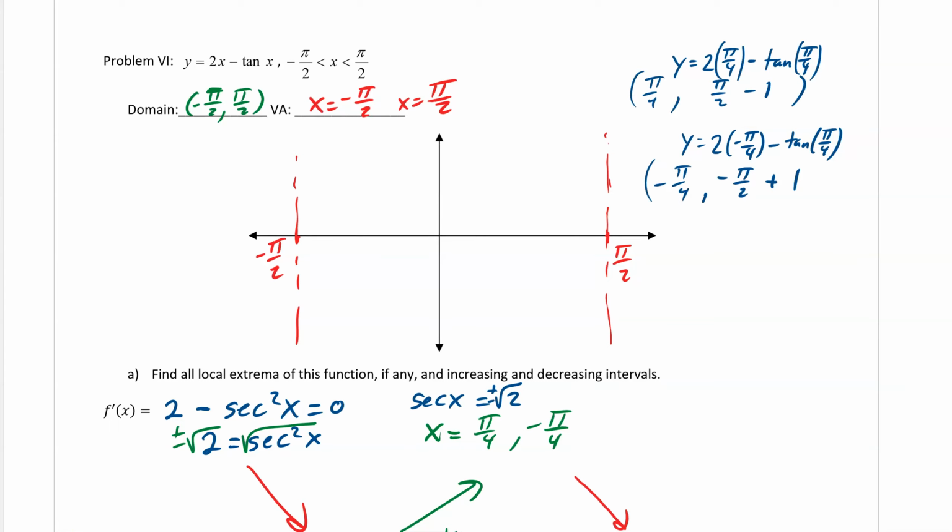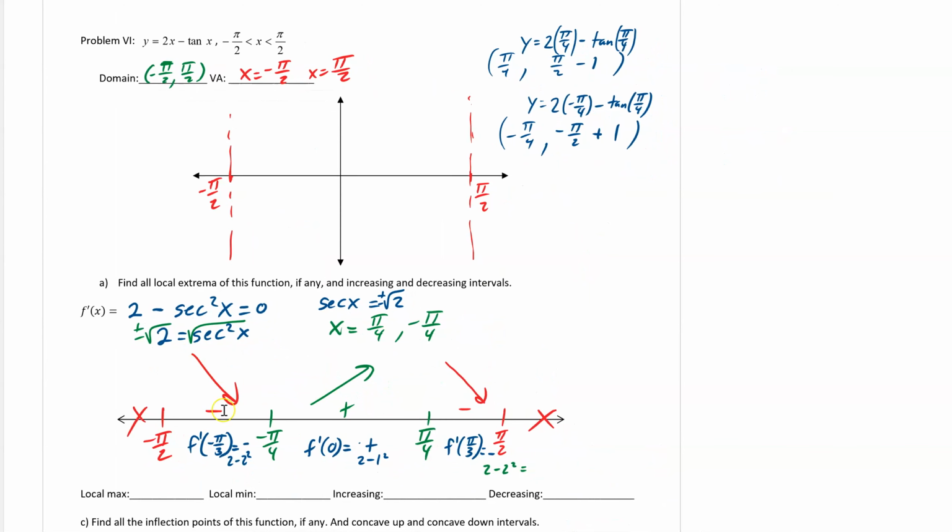All right, so let's place them where they need to be. So for the negative pi over 4, that was a min right there. So that is our local min, negative pi over 4, comma, negative pi over 2 plus 1. And the other one is a max, pi over 4, comma, pi over 2 minus 1. Okay, intervals of increase. So it is increasing from negative pi over 4 to pi over 4. And it is decreasing from negative pi over 2 to negative pi over 4, and then also from pi over 4 to pi over 2. So both the negatives and both the positives.